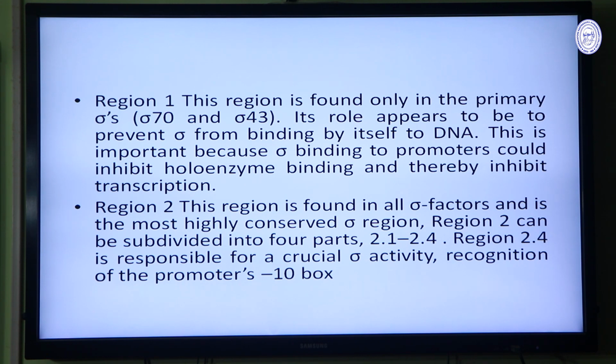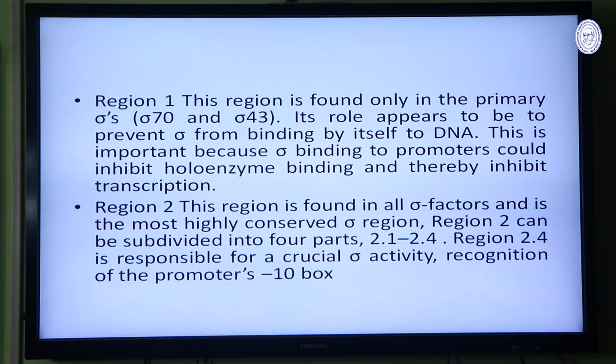Region 1 is found only in the primary sigma factor, and its role appears to be to prevent the sigma factor from binding to the DNA. So, if the sigma factor by itself covers the DNA, then there will be no entry of the core polymerase there.